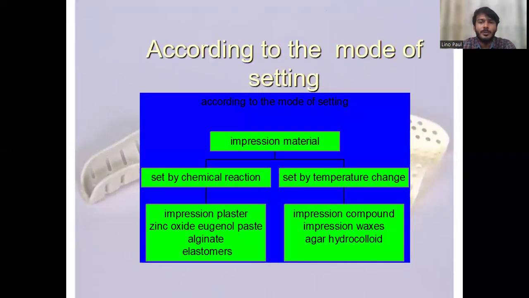Then according to the mode of setting, they can be divided into the impression materials that set by chemical reaction and those that set by temperature change. Those that set by chemical reaction include impression plaster, zinc oxide eugenol, alginate, and elastomers. And those that set by temperature change include impression compound, impression wax, and agar hydrocolloid.